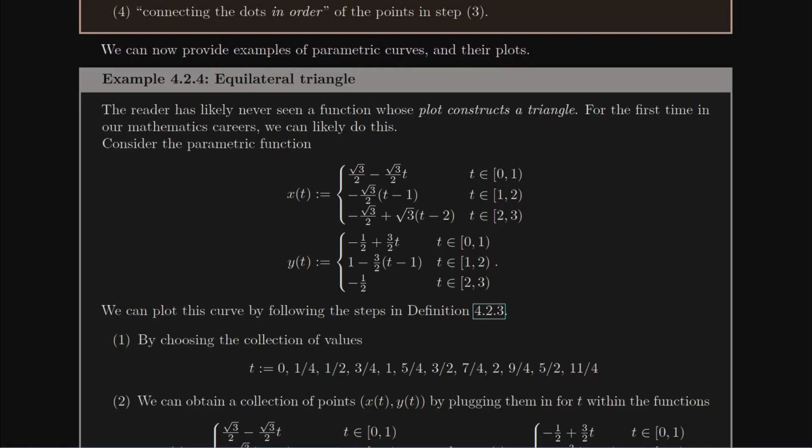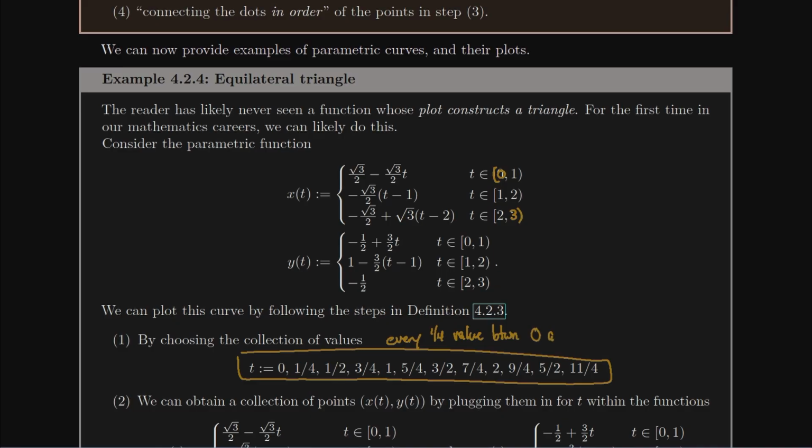Okay, and it looks like our time window here, we start at 0 and we end at 3. So we're going to choose some values of t between 0 and 3. In this case, we're going to choose every 1/4 value between 0 and 3. And then we're going to plug them in and see what we get.